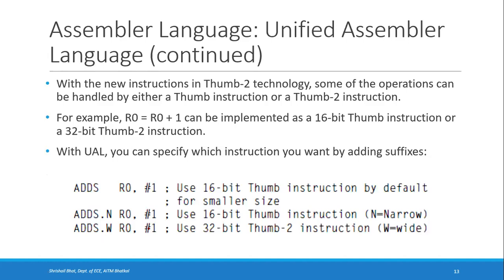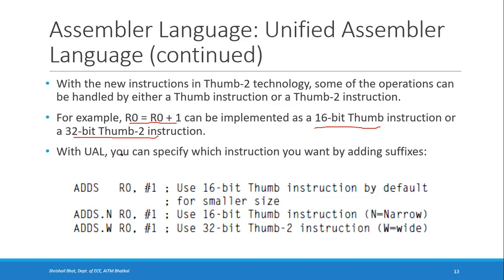So with these instructions in UAL, some of the operations can be handled by either a thumb instruction or a 32-bit thumb 2 instruction. So you have a choice whether to use a 16-bit instruction or a 32-bit instruction. For example, the operation R0 is equal to R0 plus 1. This is a simple thing: you are adding 1 to a register and storing that value back into the register. This can be implemented in two different ways. One is you can use the 16-bit thumb instruction, which is the traditional way. The other one is you can use a 32-bit thumb 2 instruction.